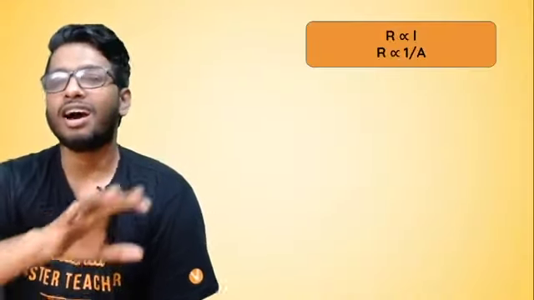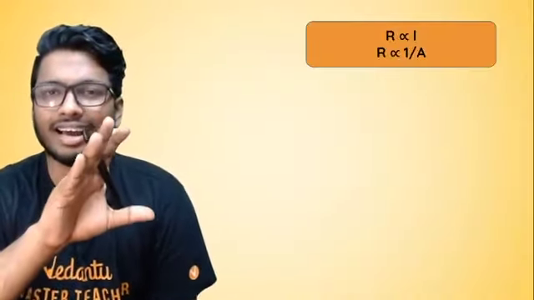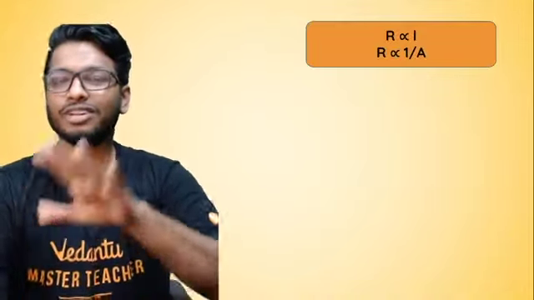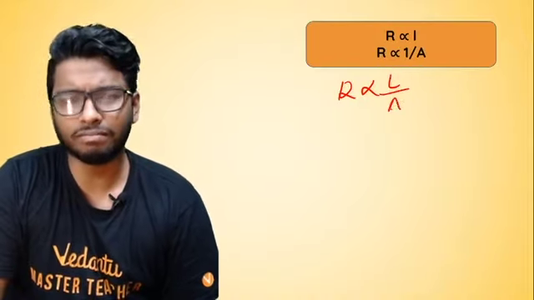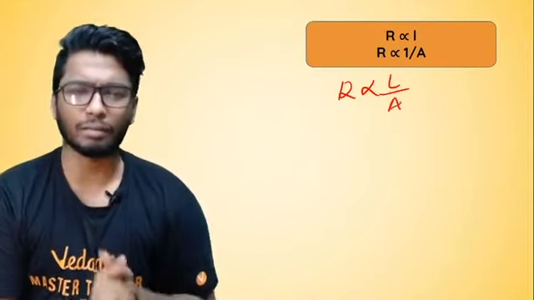Now, so far what you've seen is that the resistance is directly proportional to the length of the conductor. Resistance is also inversely proportional to the cross-sectional area. Now, if I have to write it as one, I can write it as R is directly proportional to L by A. Very simple. R is directly proportional to L by A.